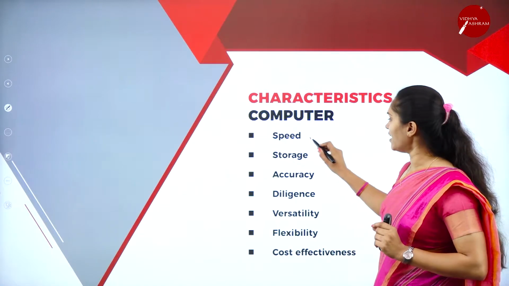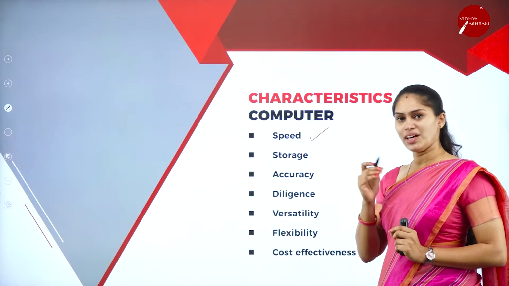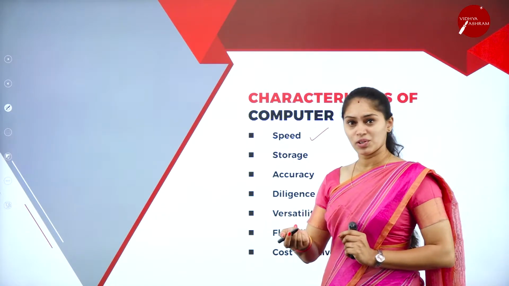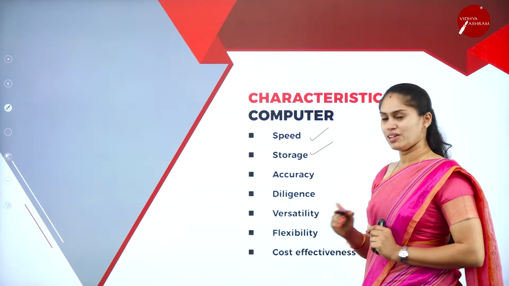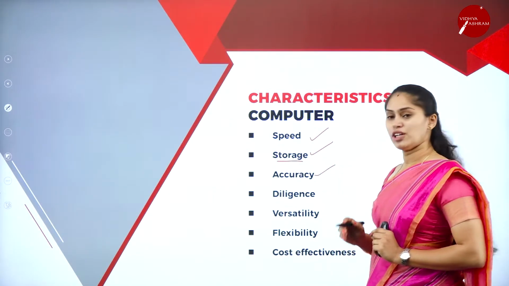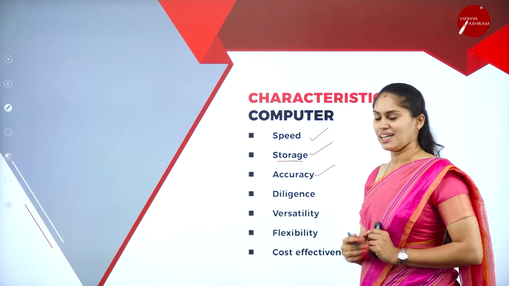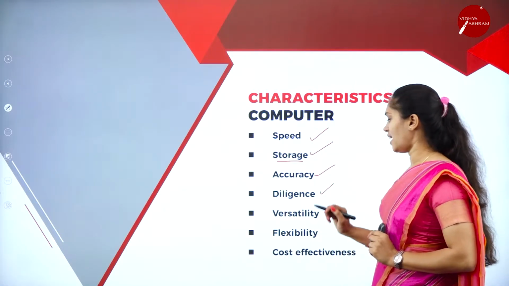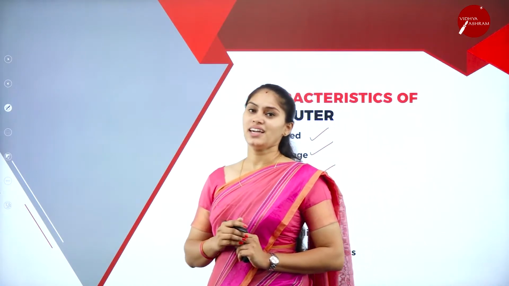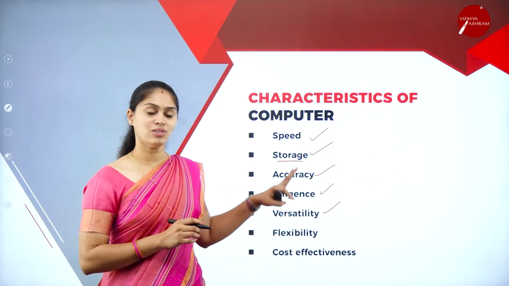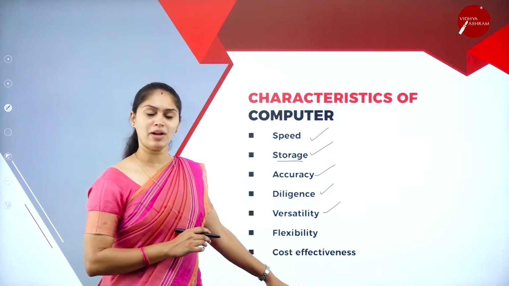So you can see here, that is speed. The computer has speed and it produces the data in a speedy manner, and it has the ability to store, that is storage, and it produces the data accurately, that is accuracy, and diligence, versatility is there. The computer has flexibility and it has cost effectiveness. So then how to remember all these things?